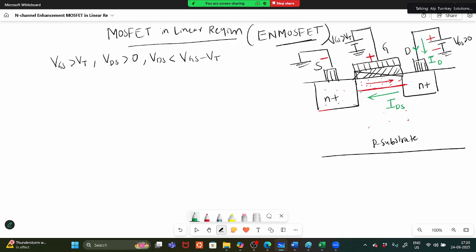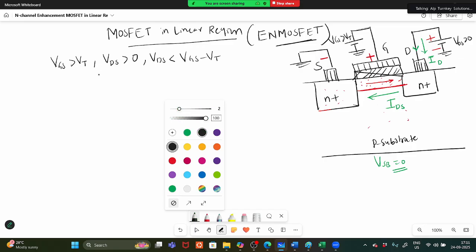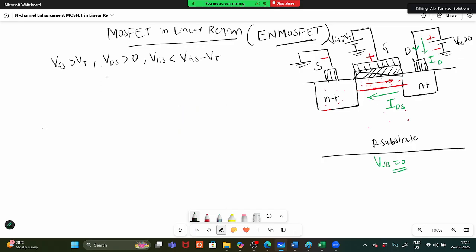So what is the nature of the channel? The channel is uniform. Here I am applying VSB equal to 0. So during the linear region, VGS is greater than VT.